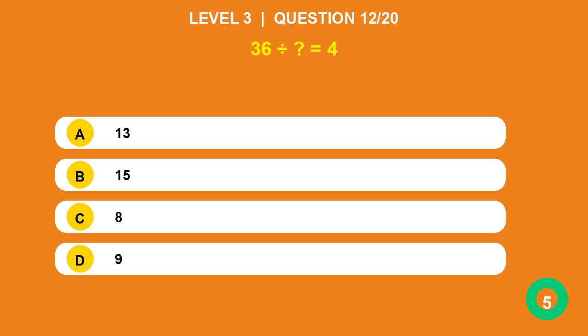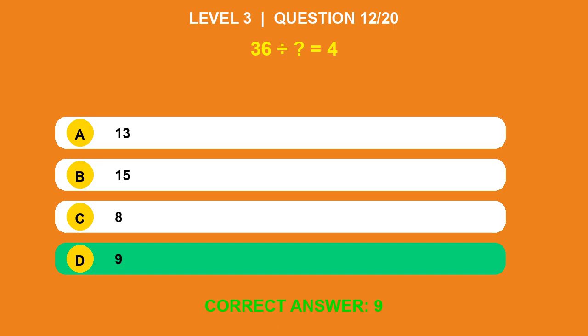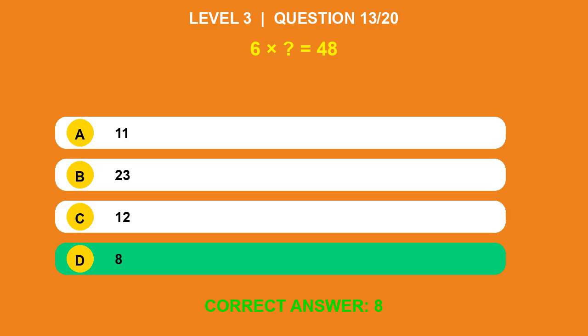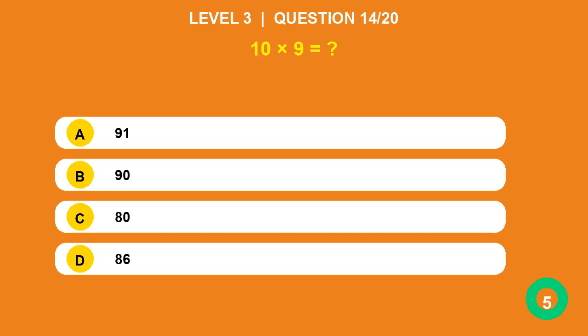36 divided by what equals 4? Answer is 9. 6 times what equals 48? Answer is 8. 10 times 9 equals? Answer is 90.